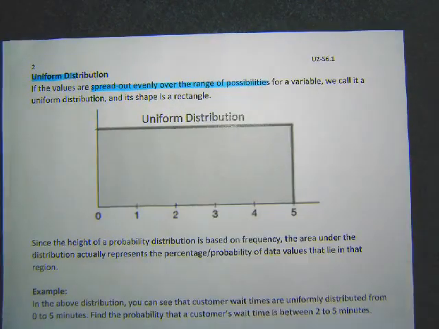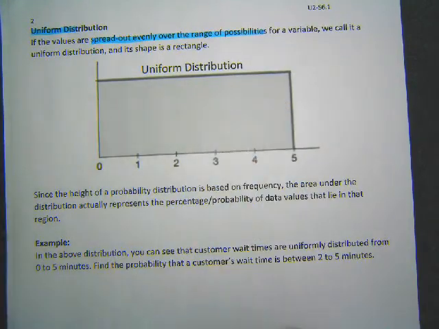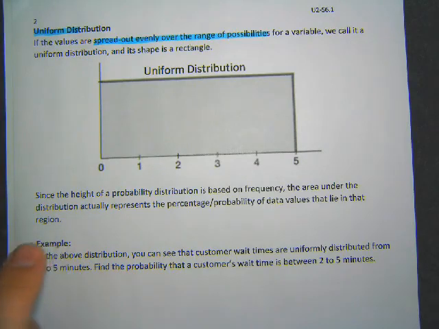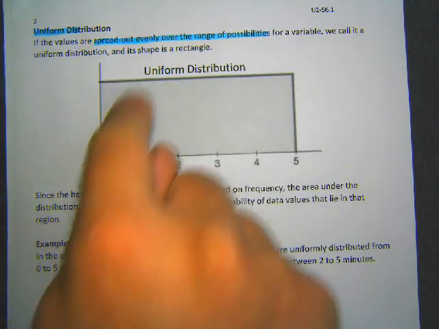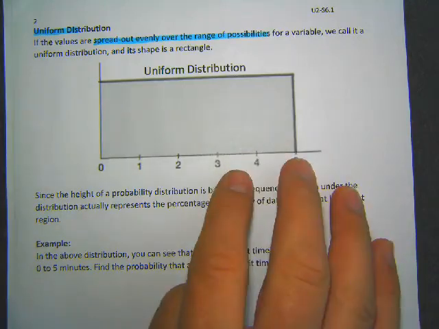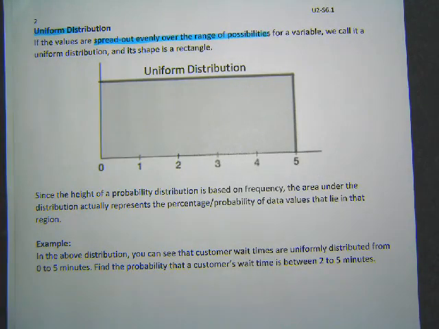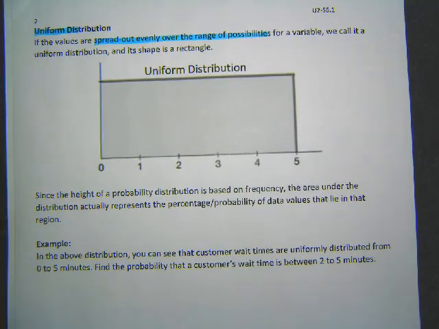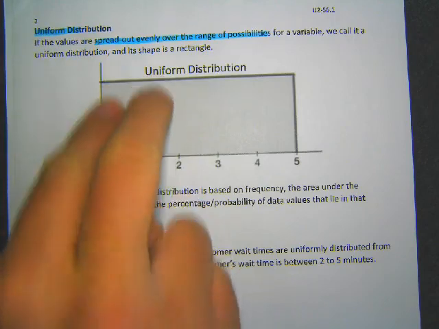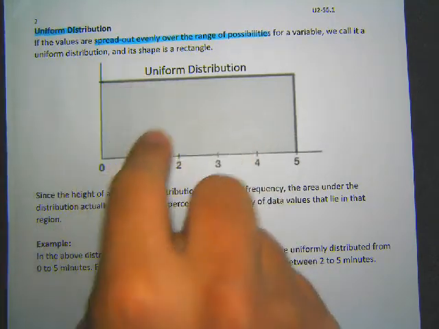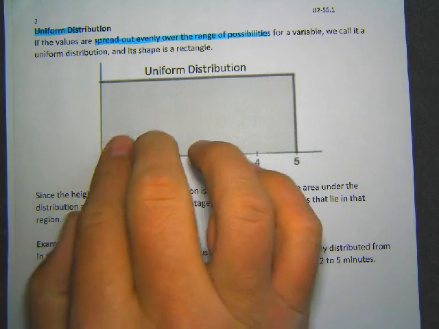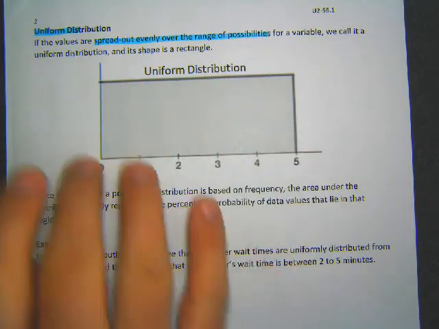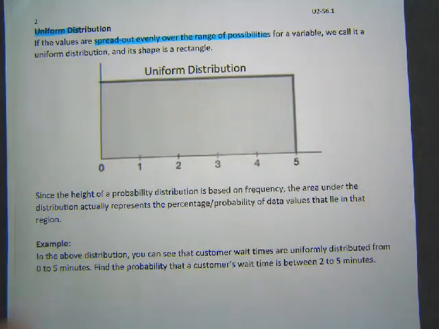It's a basic rectangle. Now, because the height is the same the whole time, and the height is based on the frequency of the values, you can actually find the area under this, and that area will actually correspond to the percentage or probability of values being in that range. So if you find the area of values between 0 to 2, this area right here is going to correspond to the percentage of values that are between 0 to 2. And that's true for all distributions, not just this one, because the heights are always based on the frequency. This one's just uniform, so it's a little bit easier to work with.